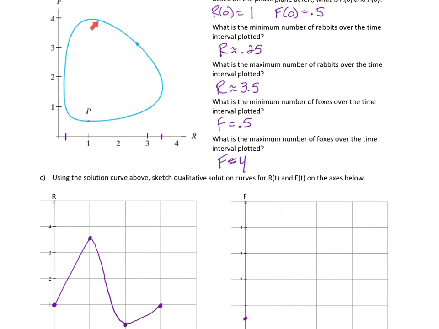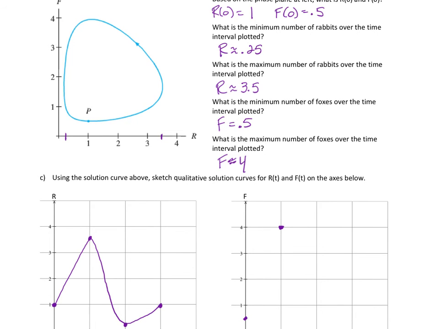Moving up, moving up, moving up until here, when the number of foxes hits a maximum. And then they start to come back down. So from the initial time until they hit a maximum of 4, these are all increasing. The number of foxes is increasing until it hits 4. So I'm going to put 4 as my next point here.